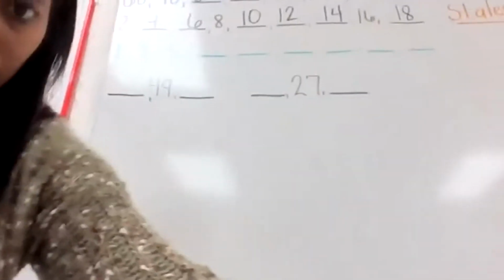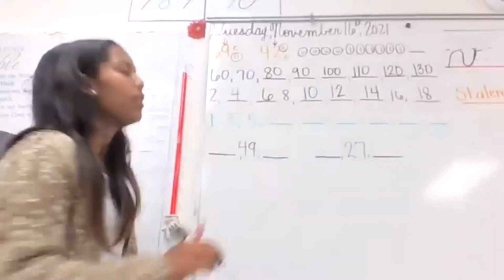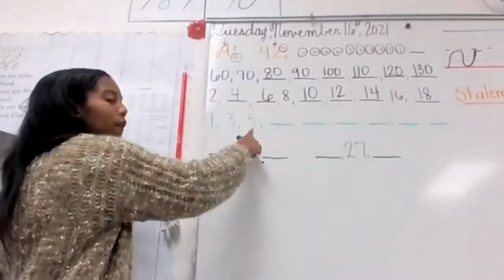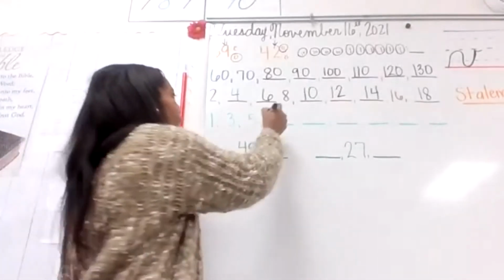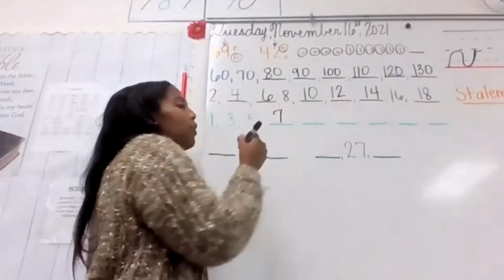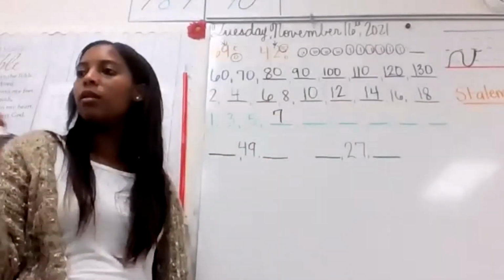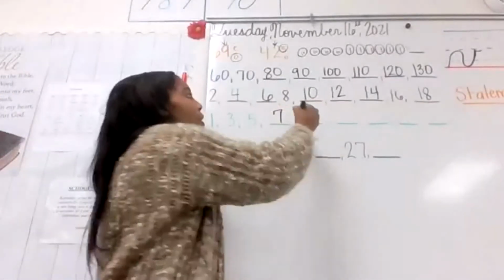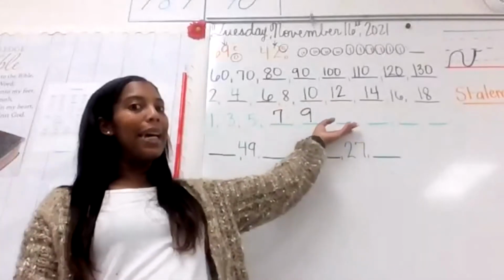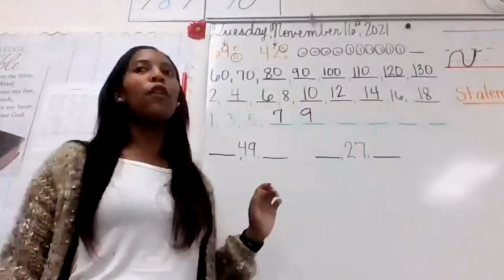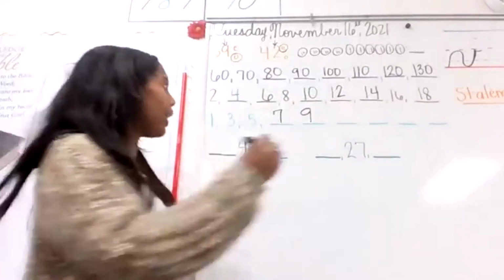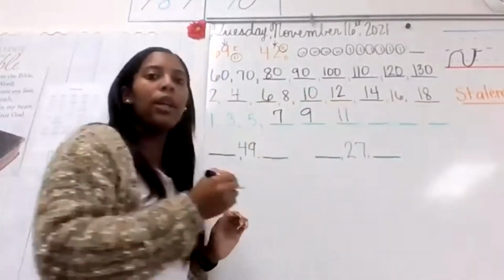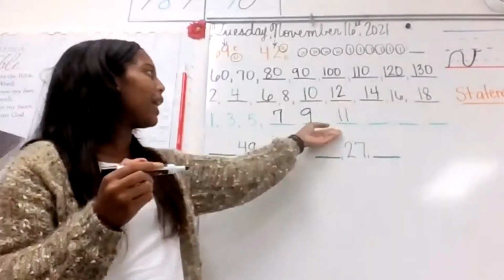Oh, let me fix it. It's a little bright. Okay, so I have 1, 3, 5. Where am I going from the 5? Kinley? 7. 1, 3, 5, 7, 9. Now the pattern starts all over again. So from 9, 1, 3, 5, 7, 9, 11. 1, 3, 5, 7, 9, 11.